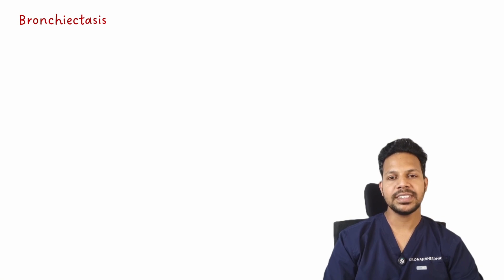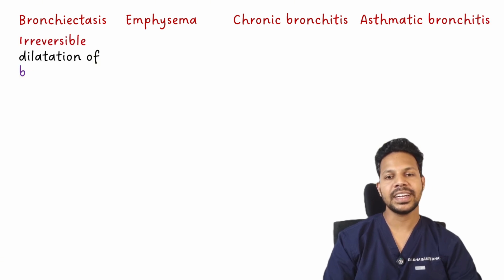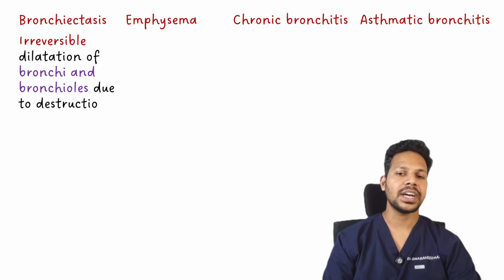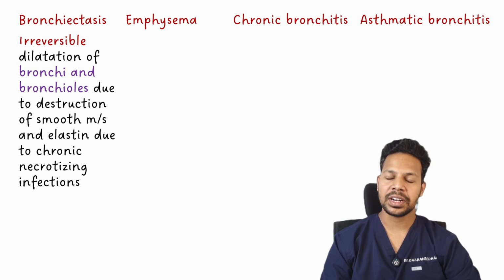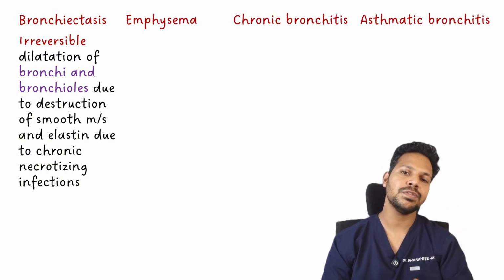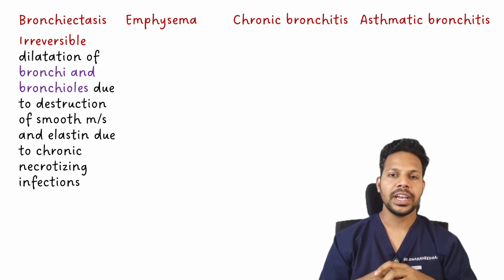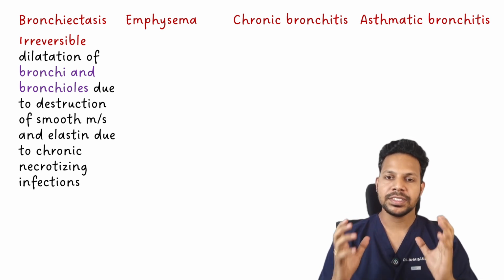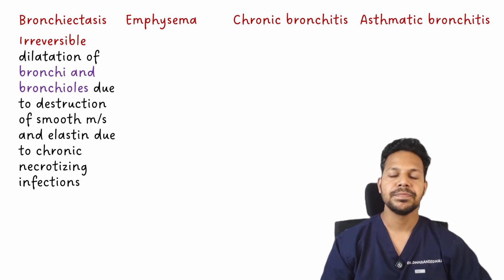So bronchiectasis is irreversible dilatation of bronchi and bronchioles due to destruction of smooth muscles and elastin due to chronic necrotizing infections. So what is happening here? Because of recurrent and chronic necrotizing infections, there is damage or destruction to the smooth muscles and elastin, and further that will result in the dilatation of bronchi and bronchioles because of the valve destruction. That is bronchiectasis. Note that the entire pathogenesis is structural damage and hence it is irreversible.